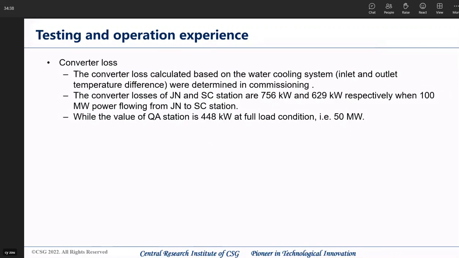The converter loss in Jinyu and Sucheng stations are 756 kilowatts and 629 kilowatts respectively, when 100 megawatts power flowing from Jinyu to Sucheng station. So the loss is about 0.6 to 0.5%. This is almost the same loss as LCC HVDC, while the valve loss of Qing'ao station is 448 kilowatts at full load condition.